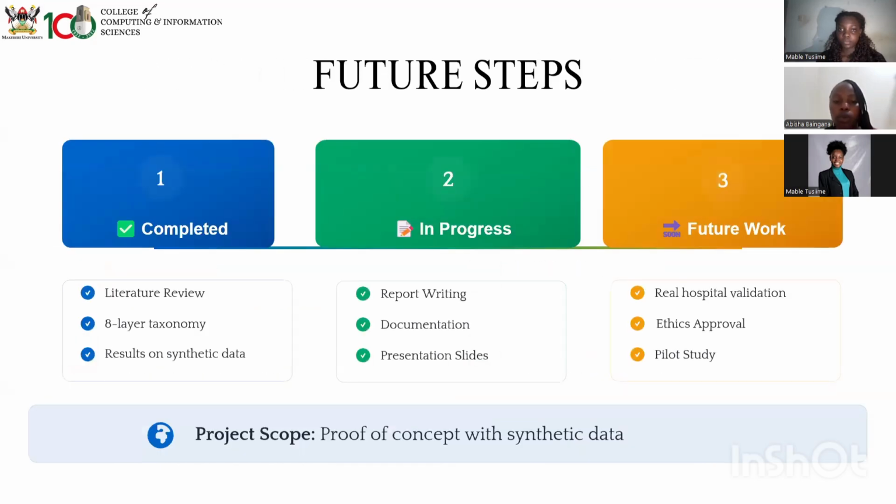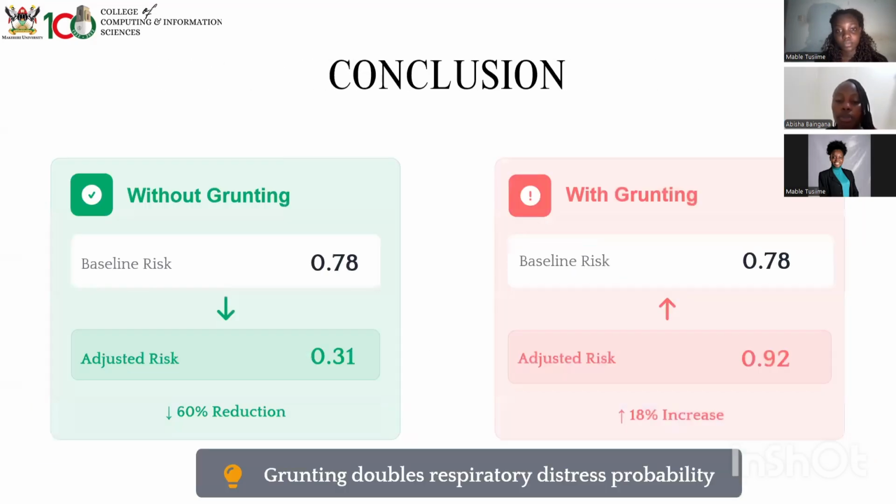Then what we are looking at moving forward, we have what we've finished, which is our literature review, looking at the taxonomy based off the major 8 layers, and also getting results on the synthetic data set. And what is in progress currently is the documentation and writing of the report. And some of the future works are getting ethics approval from the hospital that we intend to get data from, to enable us with our prospective collection.